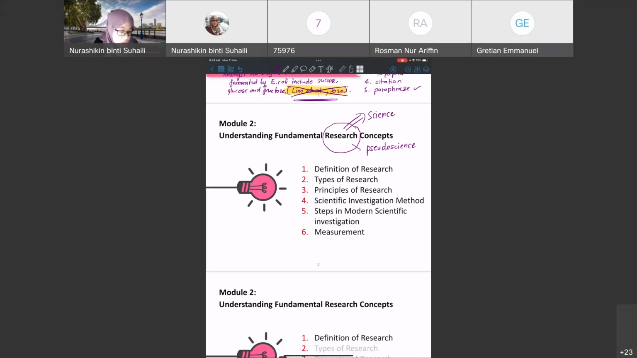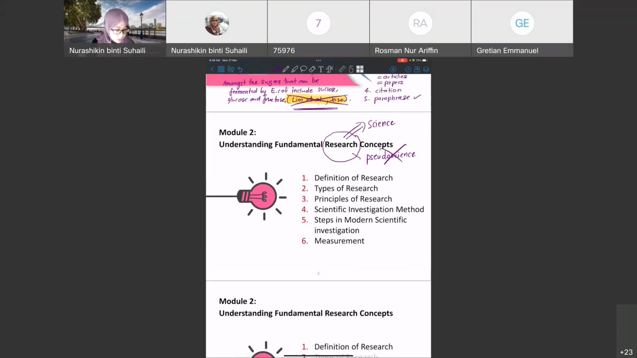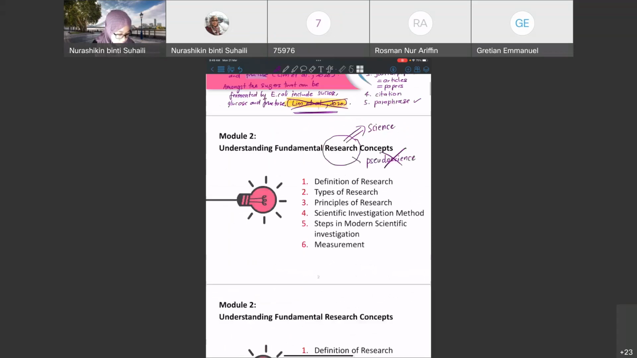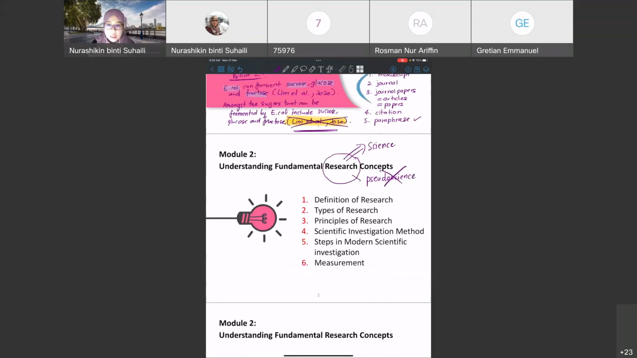So we do not want pseudoscience. So in order to make sure that we communicate correct science, we have to do correct science first. So we have to know what is the fundamental of research, what is the fundamental of science. So this one is also important before we talk about communication. So in this module, we're going to cover what is research, what are types of research, principle of research, scientific investigation method, steps, and also finally the measurement.